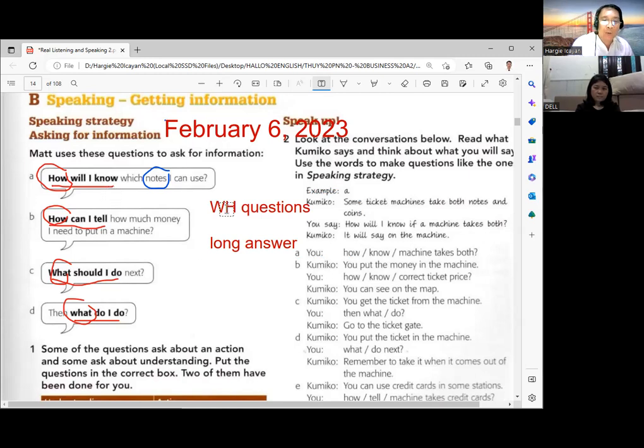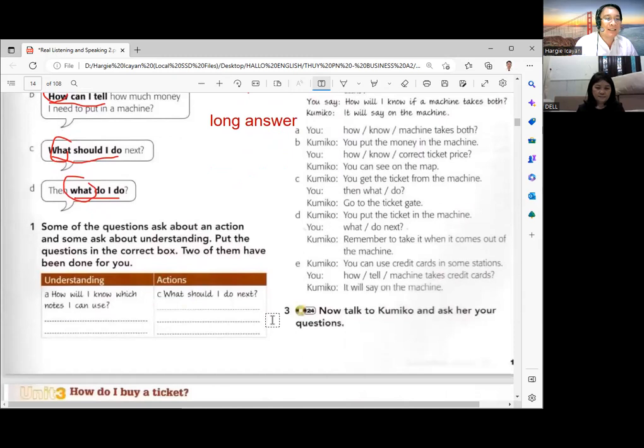How will I know? So that's H. Okay, so there would be an explanation for that. What should I do? So there would also be an explanation for that. Okay, Toy? Yes. Okay, next.